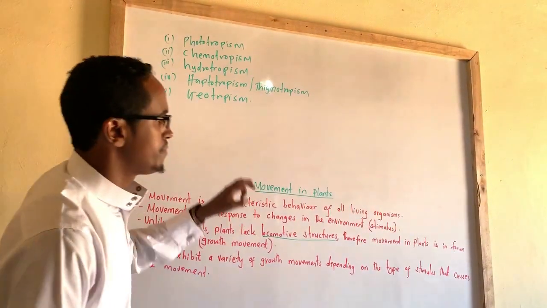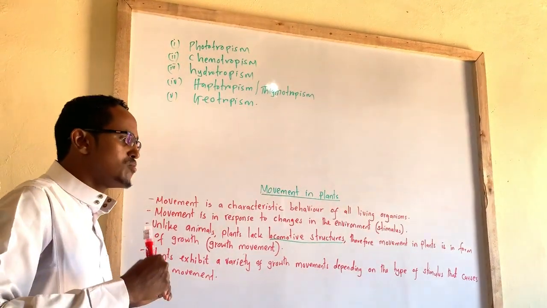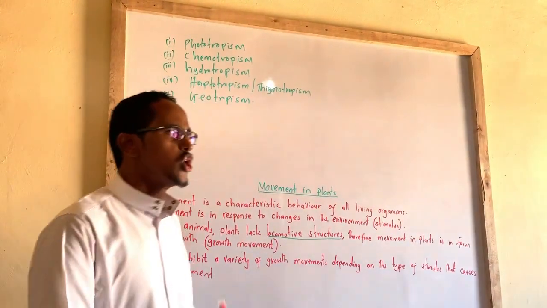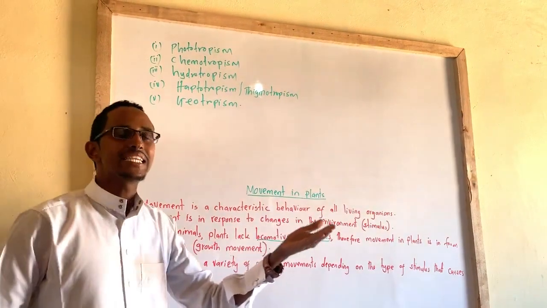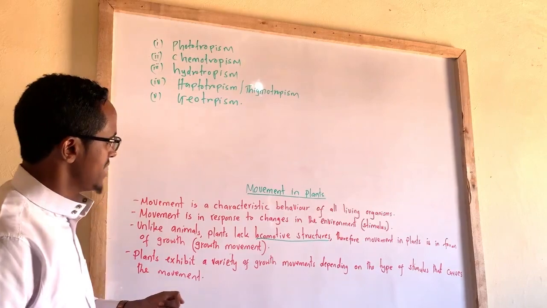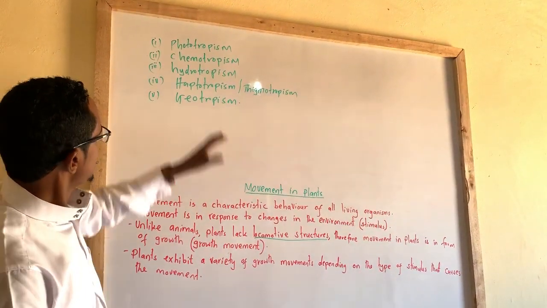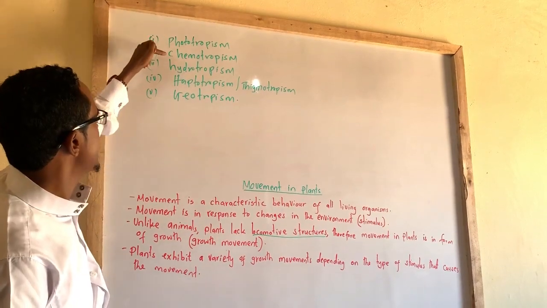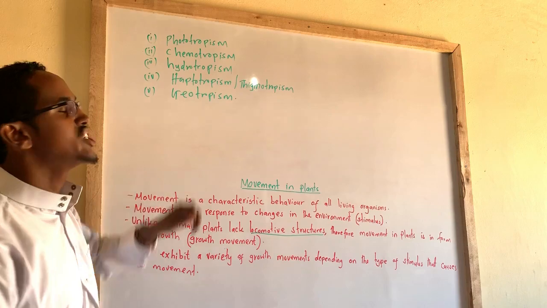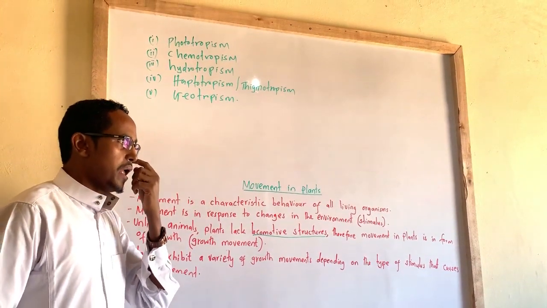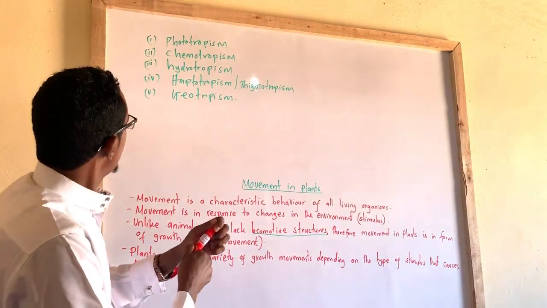What we're saying is that the movement of plants is in the form of growth. When they want to move, they will grow toward the stimulus or away from the stimulus, depending on whether it is favorable or unfavorable. The varieties of growth movements are phototropism, chemotropism, hydrotropism, thigmotropism, and geotropism. I will demonstrate them one after another.